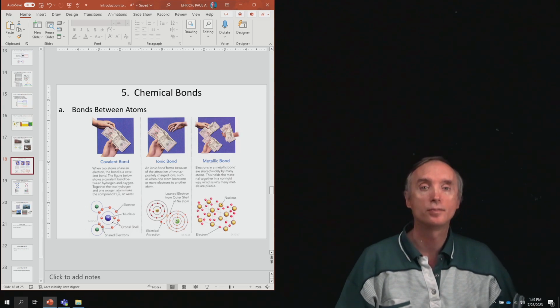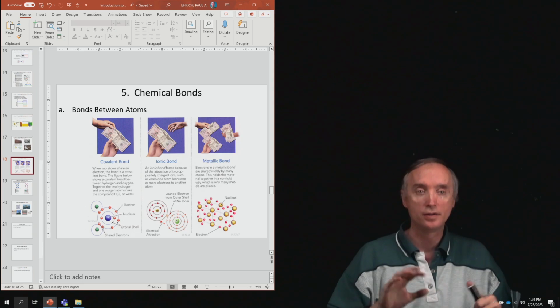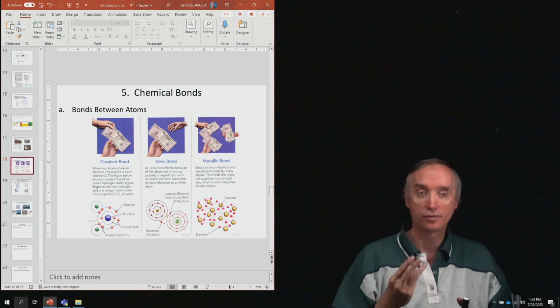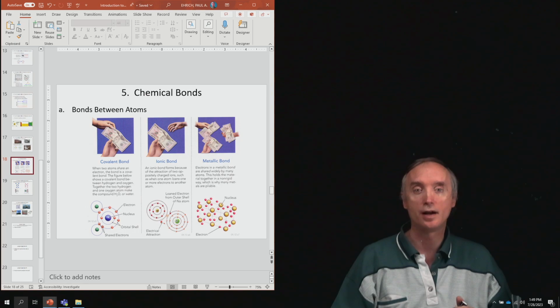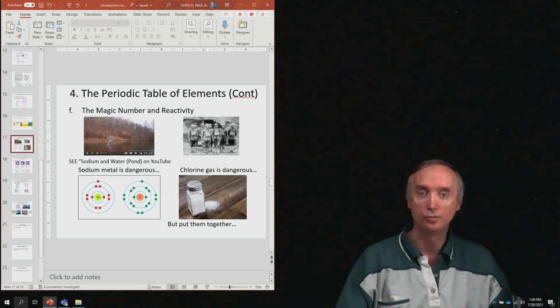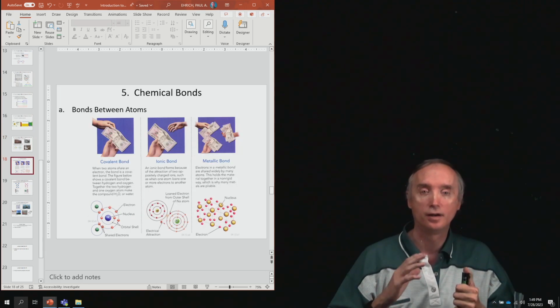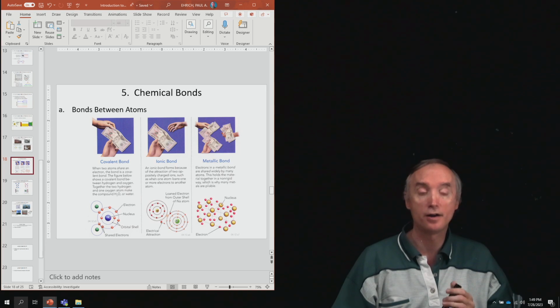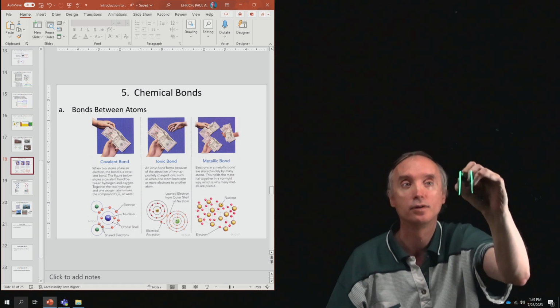Now we're going to talk about the different ways that atoms hook together to make a molecule. And there are three different ways. So you have the covalent bond, the ionic bond, and then the metallic bond. So let's begin with the ionic bond, which we just got through talking about. The classical one that is used for ionic bonds is salt, NaCl.